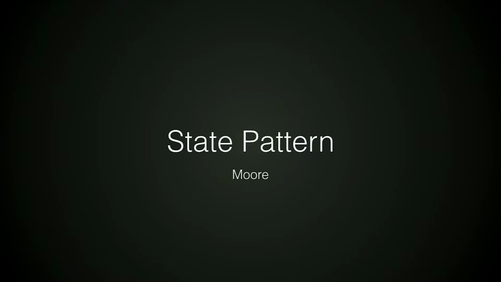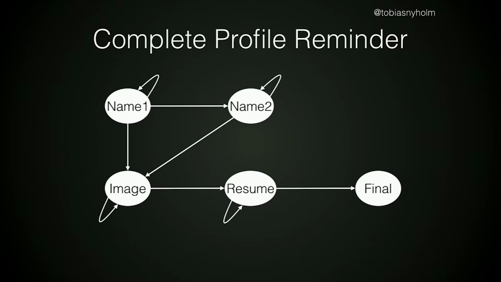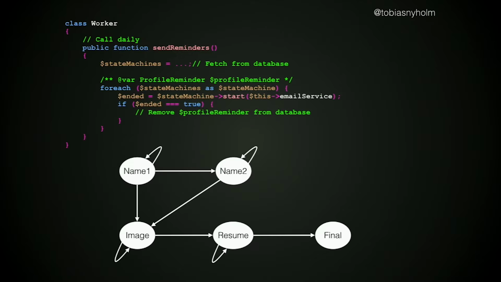Let's consider the state pattern, the Moore state machine, first. To implement this, you have to have one large state machine object, and you have one object for each state. Say that I want to have a user sign up, and I want to encourage them or remind them to fill in their profile. I send 2 emails saying, hey, you should add your name here. Or if they add a name, I say, hey, you should upload your image or upload your resume.